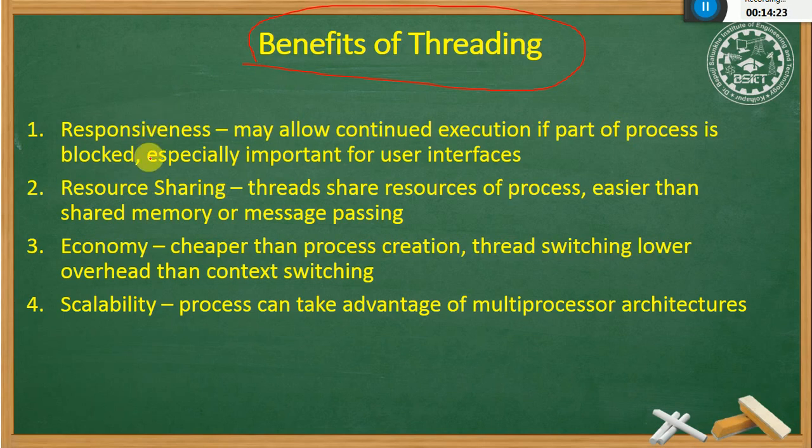So multiple threads can be executed at a time. It has two types, single threading and multi-threading. And the benefits of threading are, list out the benefits first. First benefit is responsiveness. Second is resource sharing. Third is economy. And fourth is scalability. So these are the four classic benefits of threading.